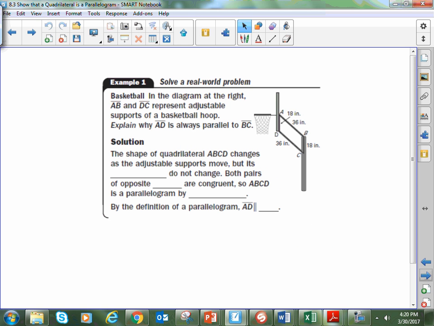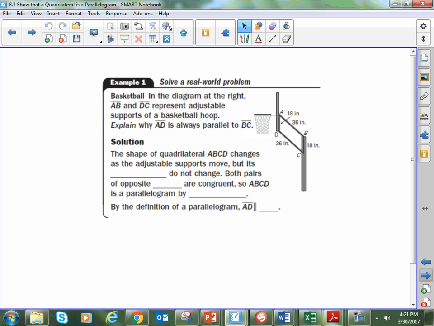Now, taking a look at this example here, solve a real world problem. Not exactly the most challenging one, but it has its appropriate place here. It says, looking at the basketball hoop, the diagram that we have, explain why AD is always going to be parallel to BC. Now again, try not to pay attention to what the solution is saying. We don't really want to look at that right now.